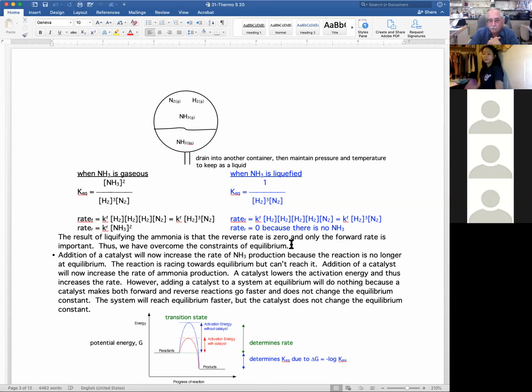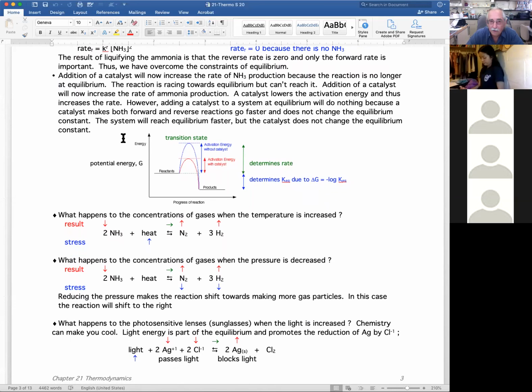Anyway, we are not at equilibrium anymore. We go back to this equation right here, and that reverse reaction is not in effect anymore. So now it's racing towards equilibrium, and it's not able to get there because we keep removing the products. Now, addition of a catalyst will increase the rate of ammonia production.